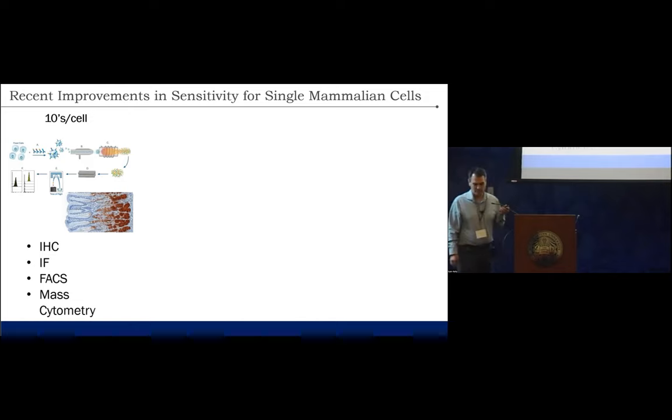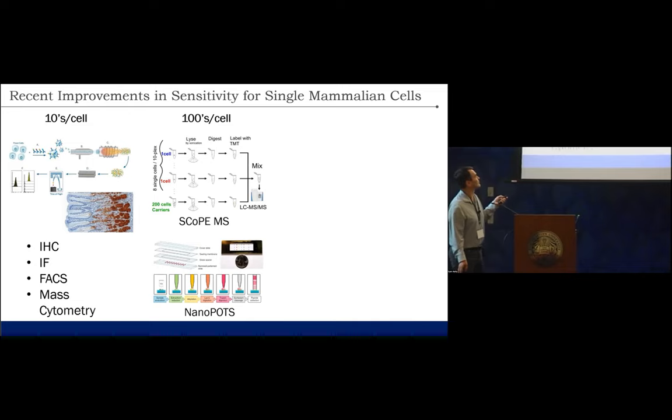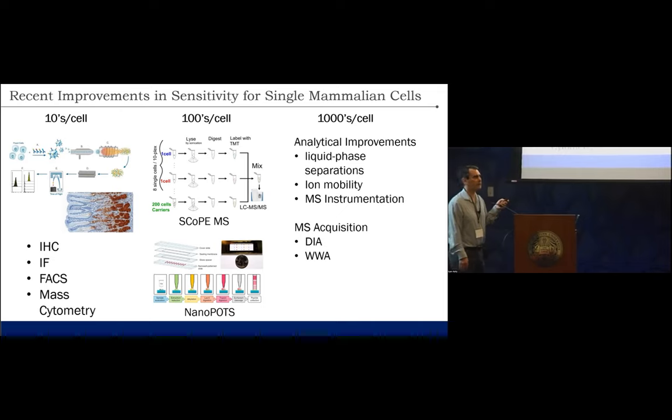And we can look over time at how the field has evolved, right? So with mass cytometry and FACS and immunofluorescence, you're looking at about tens of proteins per cell at maximum, right? And 5 or 6 or 7 years ago, SCoPE-MS came along, and Team Slavov and Budnik, and then Team Zhu and Kelly developed nanoPOTS. These are complementary approaches for looking at single cells. And these initial embodiments were looking at hundreds of proteins per cell, right? And then there's been a lot of work in the intervening years. There's been analytical improvements in terms of liquid and gas phase separations, mass spectrometry instrumentation.